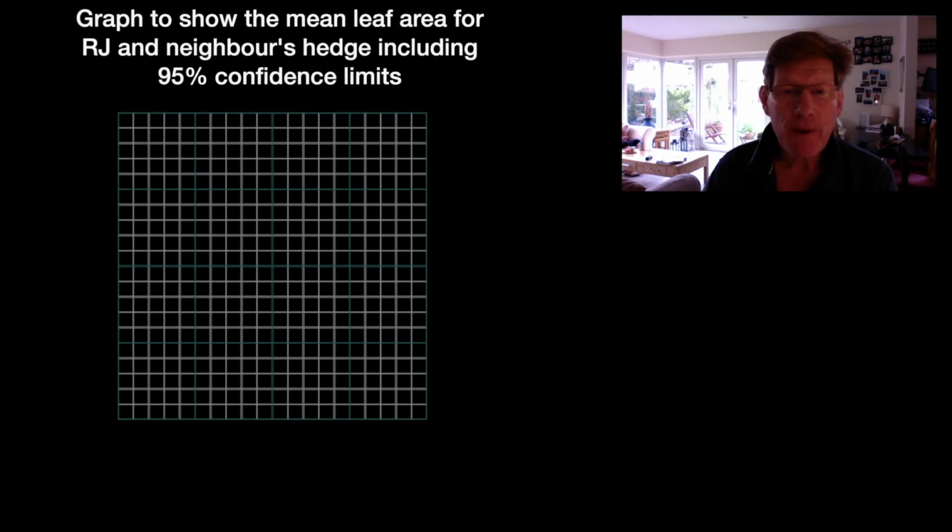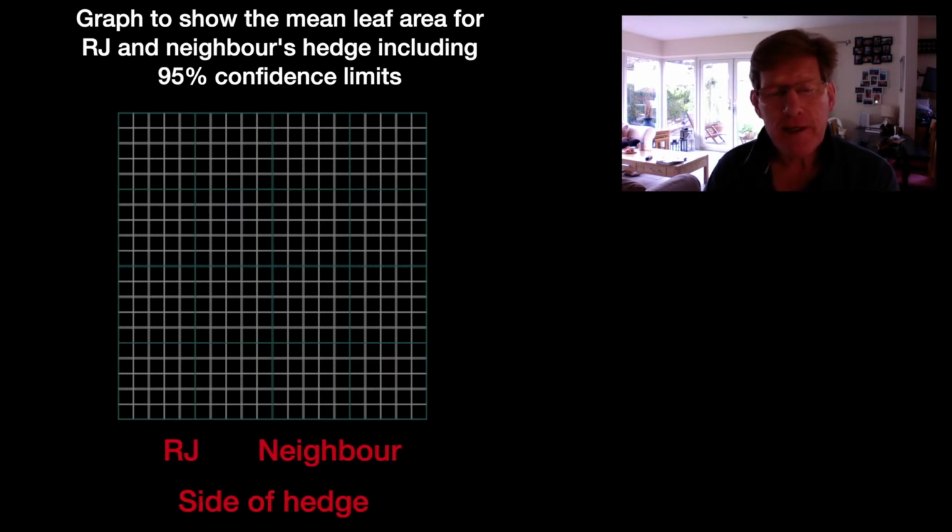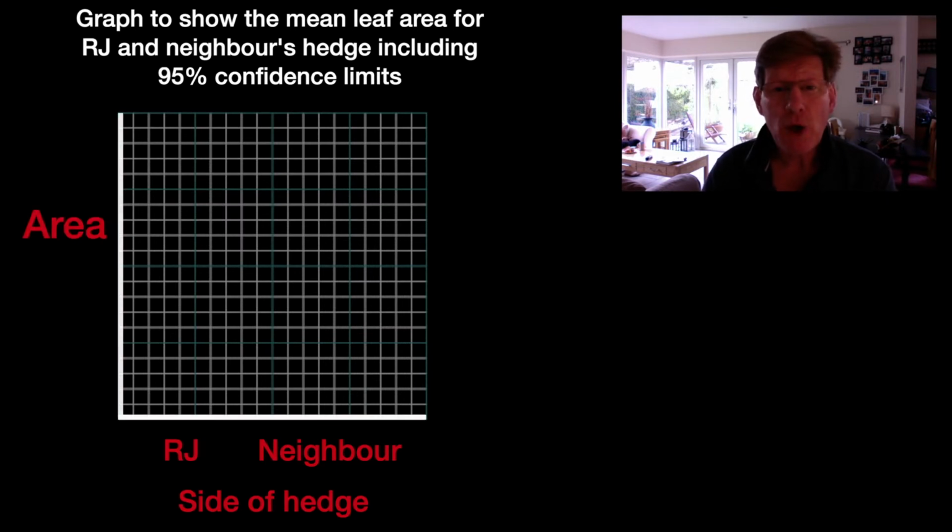Now, if I wanted to plot a graph to show my neighbour the findings of my hedge data, it's quite straightforward. Obviously, the independent variable is the side of the fence, so that will go along the x-axis, and the dependent variable will be the size or the area of the leaf. So what we do is we plot the two means, then we add on the 95% confidence limits, and we draw that as a little line above and a little line below the points, and then we simply join the two bars with the straight line.